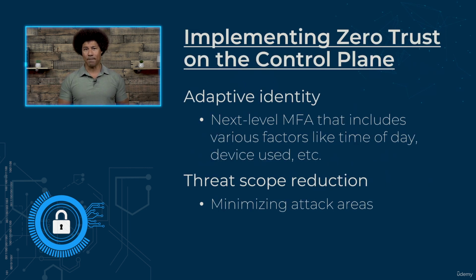Here's a few methods of implementing zero trust practices on the control plane when it comes to identity, access control, and threat reduction. With adaptive identity, it's like having a smart lock that can recognize who is at the door and adjust based on various factors, such as the time of day, the device they're using, or their own behavior. This is next level MFA. Threat scope reduction involves minimizing the areas that could be attacked or affected if something goes wrong. Think of it as using segmentation and having separate locks for every room in your house.